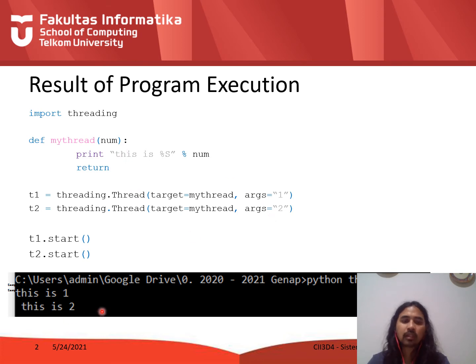The question is, which ran first, T1 or T2? The answer is that because this is threading, it happens simultaneously, at the same time. T1 and T2 happen at the same time, but they can't print at the same time, so eventually one of them will print first. To show that T1 and T2 are running simultaneously, we have to make the program run longer. So here we are going to create a longer program.